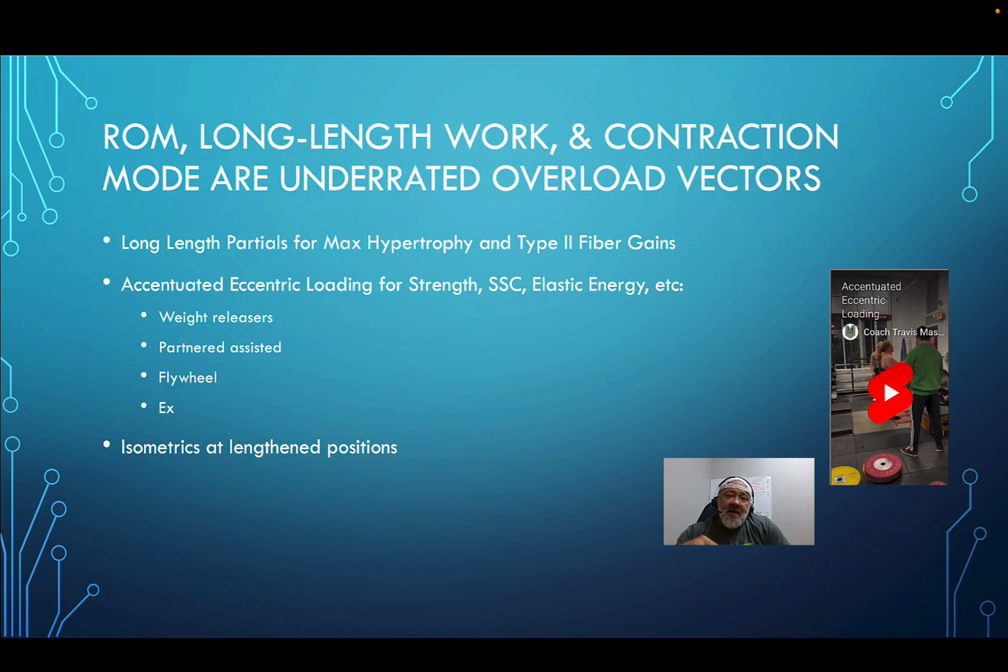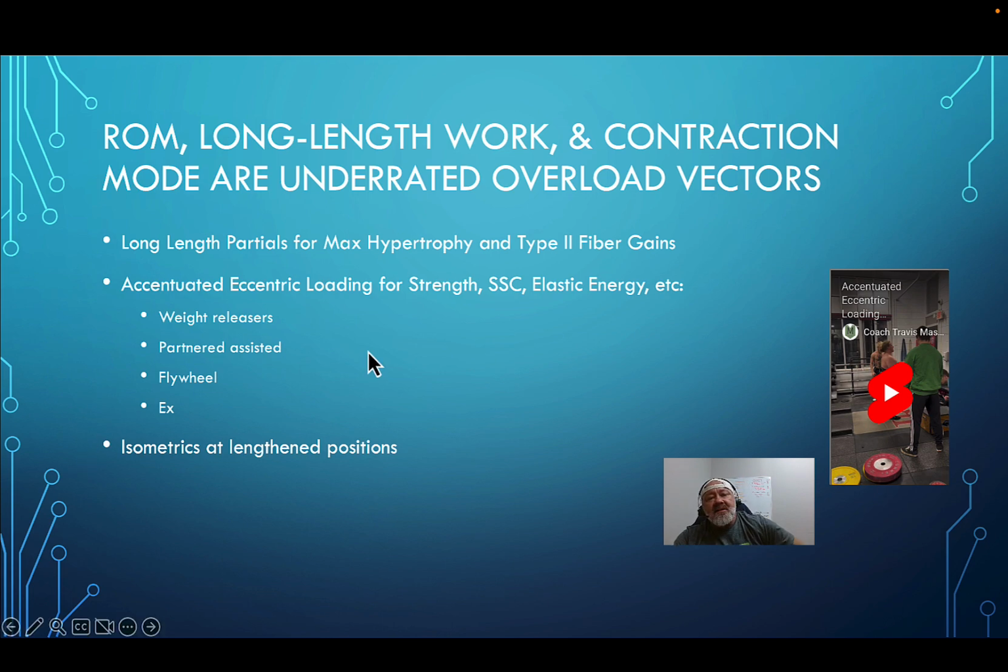Range of motion, that's another thing. Long length work and contraction mode are underrated for overload vectors. So using long length partials for maximum hypertrophy, type 2 fiber gain. So go to the bottom of a squat and only come up a quarter of the way. Using those partial reps at full length might provide more hypertrophy and type 2 fiber gain at that.